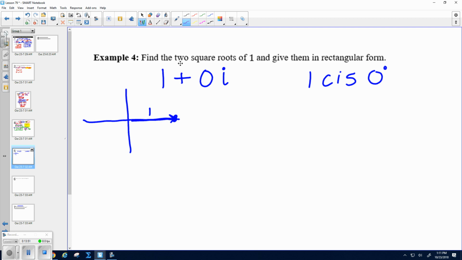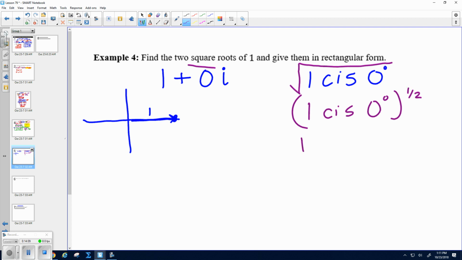I want to find 2 square roots. 2 meaning 2 answers. Square roots meaning a square root, or it's the same thing as what power? 1/2. All right, so that means I do 1 to the 1/2 power, and I multiply the 1/2 times 0. So 1 to the 1/2 is the same as the square root of 1, which is 1. And 1/2 times 0 still gives me 0 degrees, right? But we have to find another solution.